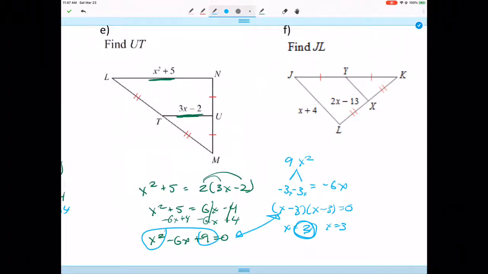Okay, so we would have basically one solution, or two solutions that are the same. We want to find UT. We'll plug that 3 in here, and we'll get 9 minus 2 equals 7.